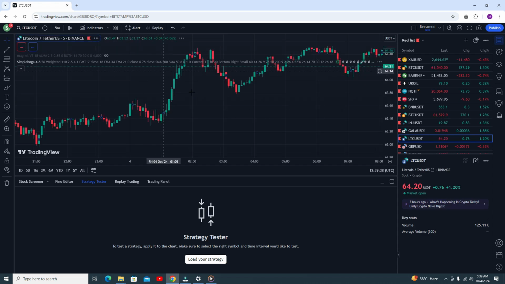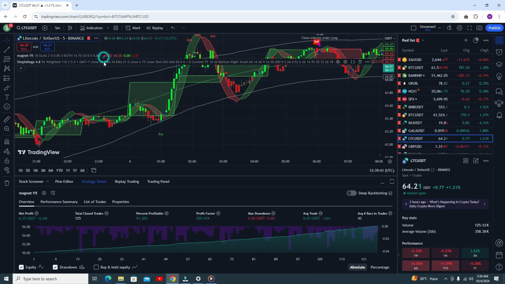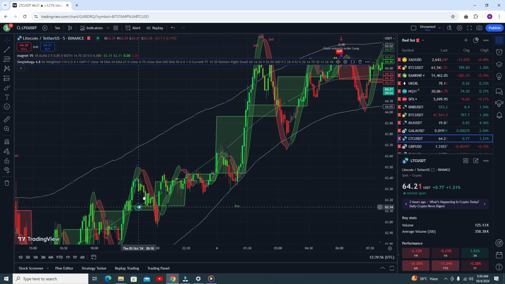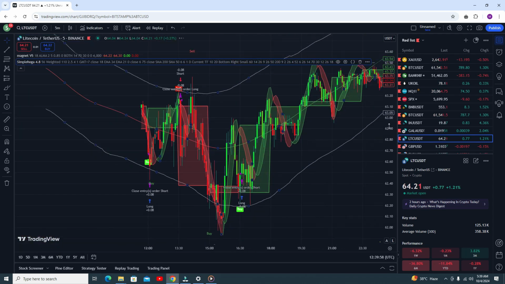It's taking so much time in loading, so let's see the results. And 91.20 is actually very good. Okay, not a bad one, a very good one. Okay, so now we need to discuss the two indicators we added. Now we need to discuss the detail.